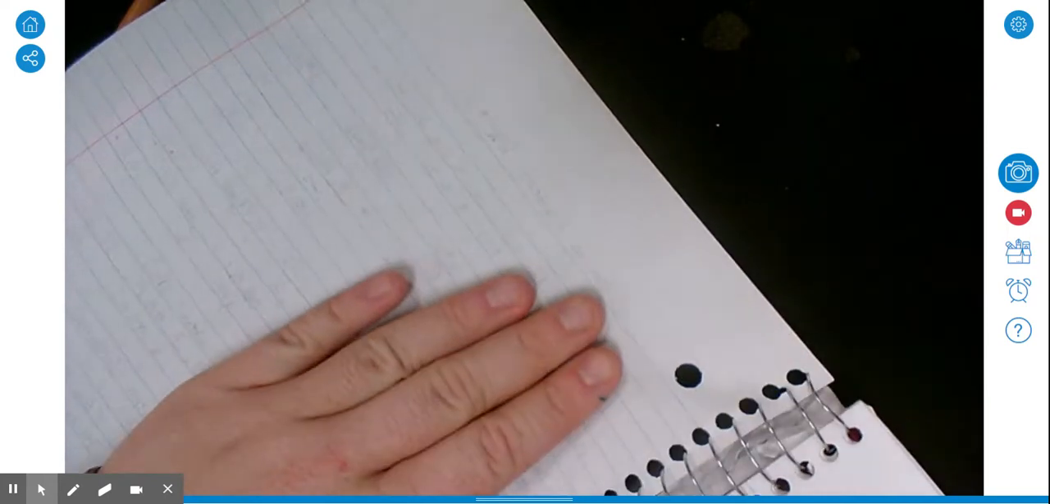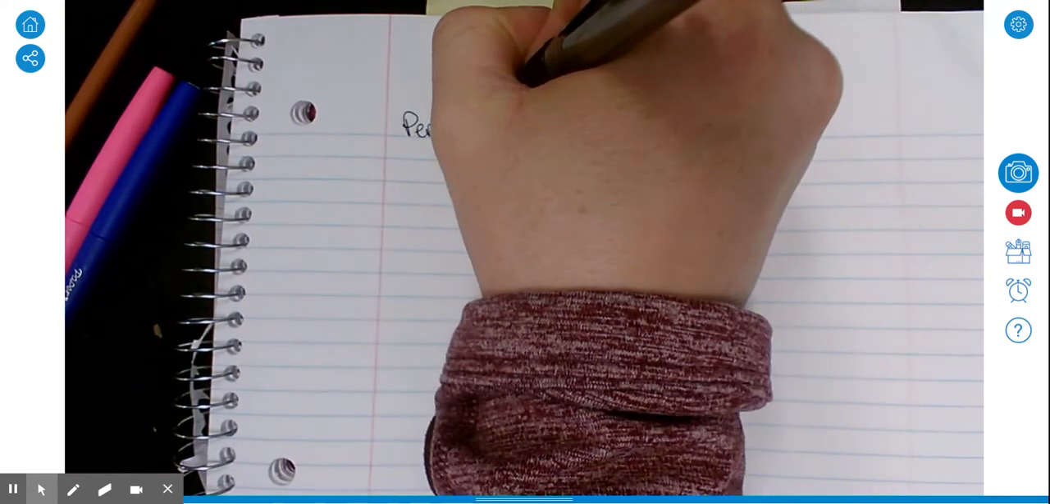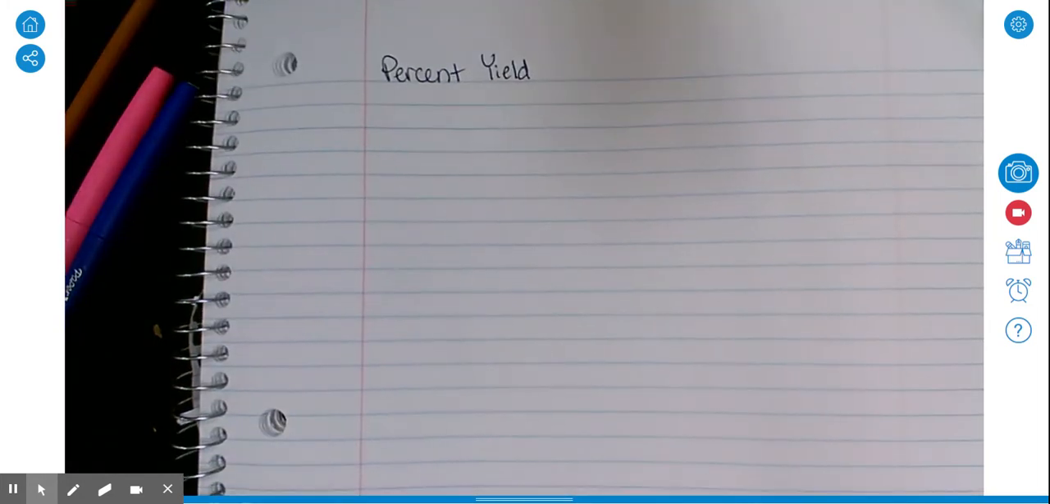So percent yield is, well, I'm not sure if this is a term we've used this year. I'm going to guess we've used it. But percent yield is a measure of how successful your reaction is. So it's comparing how much product did you make to how much product should you have made.